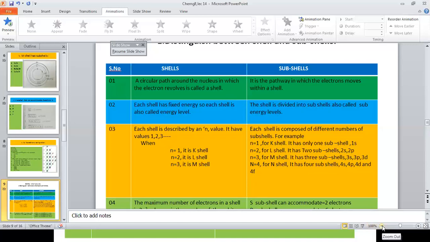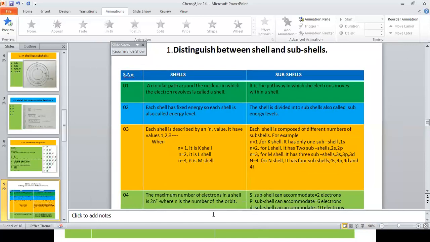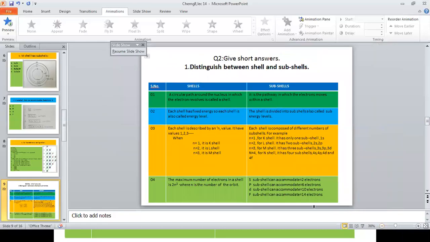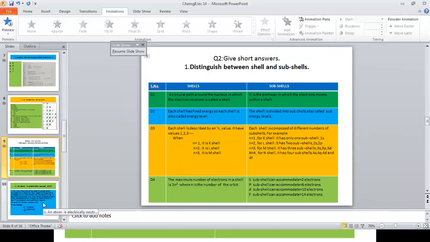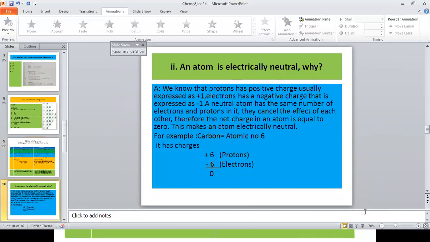Point number 4, the maximum number of electrons in a shell is described by the formula 2n square. By using this formula, we can find out the number of electrons accommodated by each shell. And for the subshell, you know that subshell S can accommodate 2 electrons, P can accommodate 6 electrons, D can accommodate 10 electrons, and F can accommodate 14 electrons. So this was about the differences between the shells and subshell.